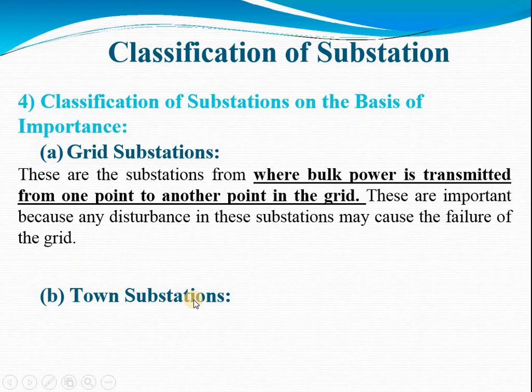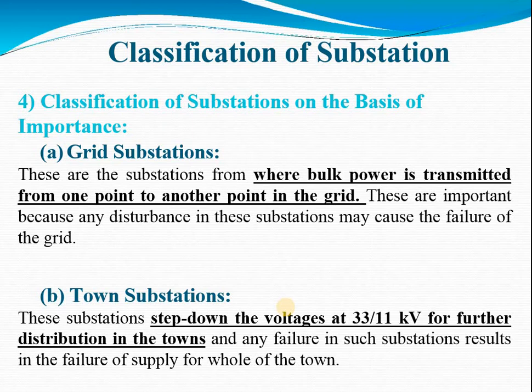The B subtype, under the category of basis of importance, is a town substation. The picture which we have seen earlier, the first picture, is of a town substation. These substations step down the voltage from 33 to 11 kilovolt for further distribution to towns, and any failure in such a substation results in the failure of supply for the whole of the town.